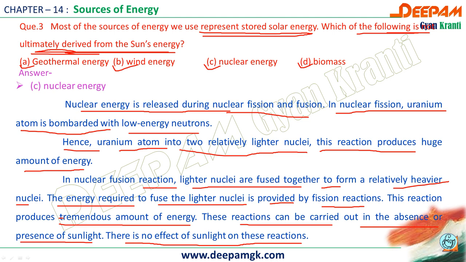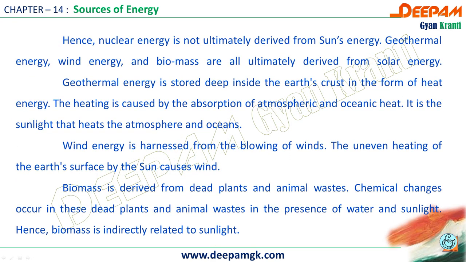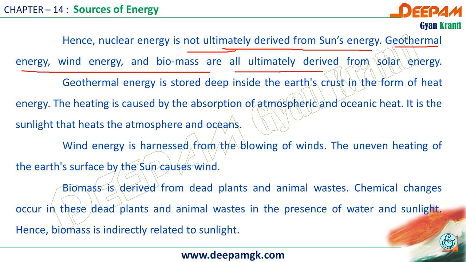So we can say that the answer to which of the following is ultimately derived from the sun's energy is nuclear energy. Hence, nuclear energy is not ultimately derived from sun energy. Now, geothermal energy, wind energy and biomass are all ultimately derived from solar energy in different ways.